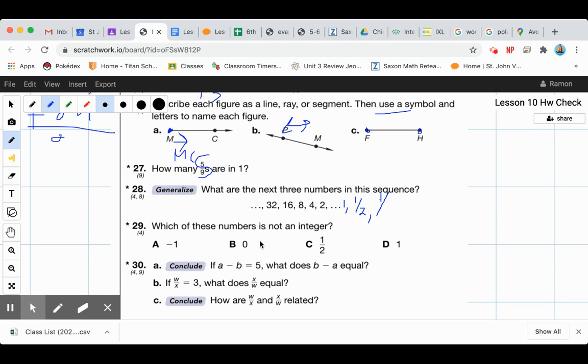Which of the numbers is not an integer? An integer is defined as a whole number that can be positive or negative. So only one of these is not a whole number. That would be your non-integer.